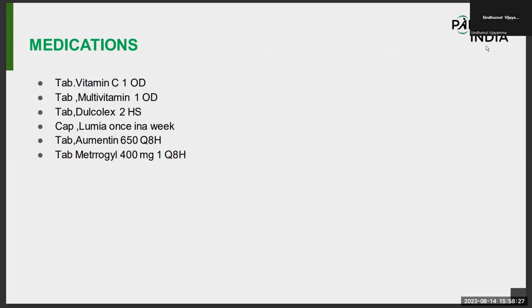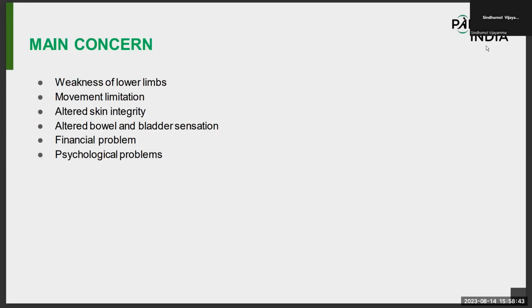Medications: vitamin C OD, multivitamin OD, tab alcohol 2 Hs, capsule once in a week, tab Augmentin 6 hourly, tab 400 mg 1 eighth hourly. Main concerns: weakness of lower limbs, movement limitation, altered skin integrity, altered bowel and bladder sensation, financial problem, psychological problem.